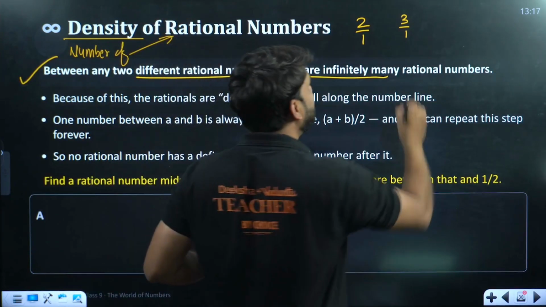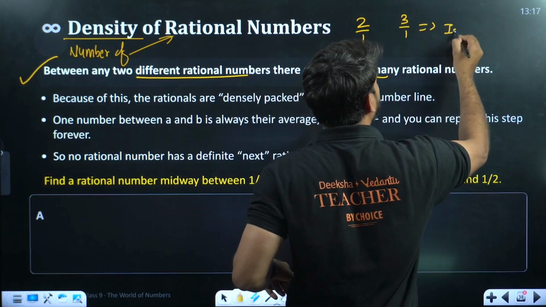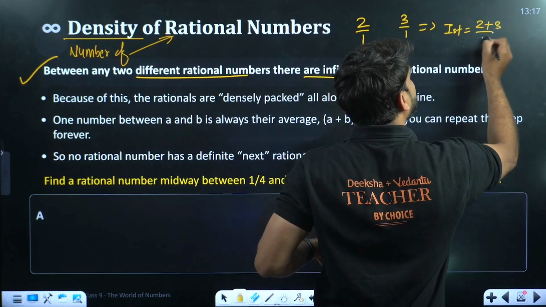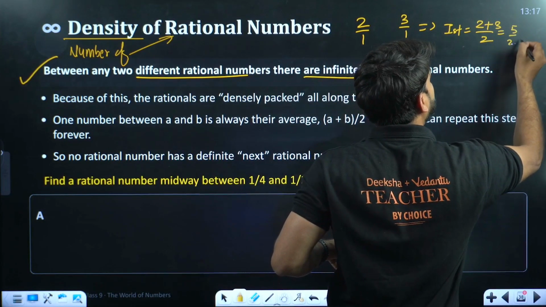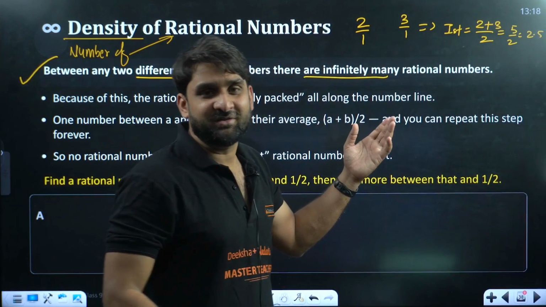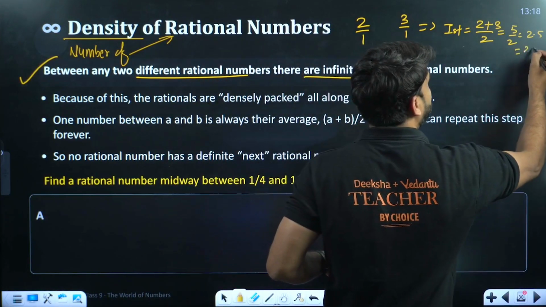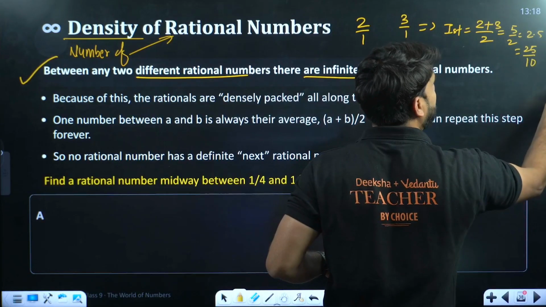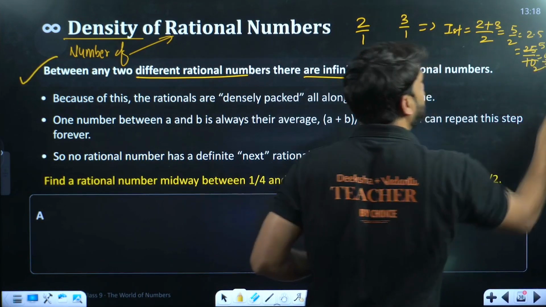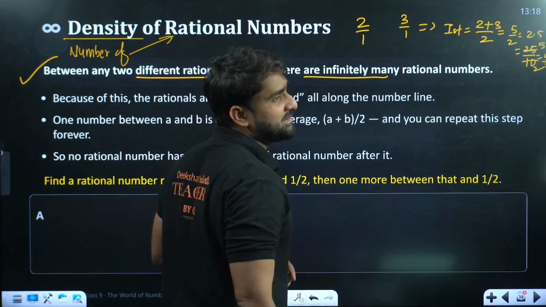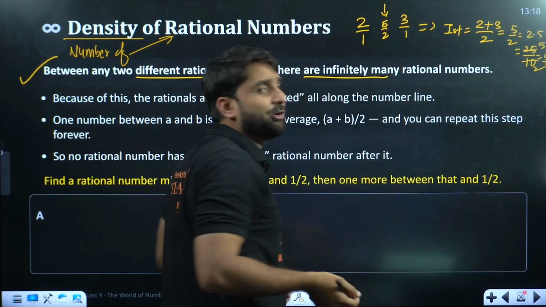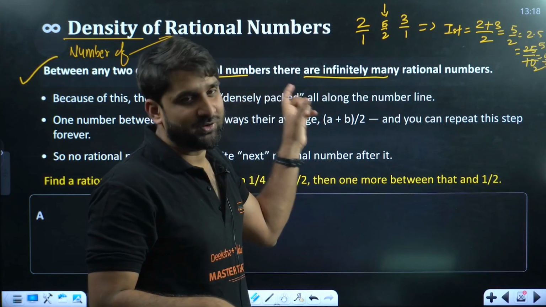How to calculate? To find the first rational number, let's find the average. 2 plus 3 divided by 2 will be 5 by 2, which is equal to 2.5. First rational number is ready. 2.5 can be written as 25 by 10, which is 5 by 2. So 5 by 2 is the first rational number, basically 2.5, and it will come between 2 and 3.